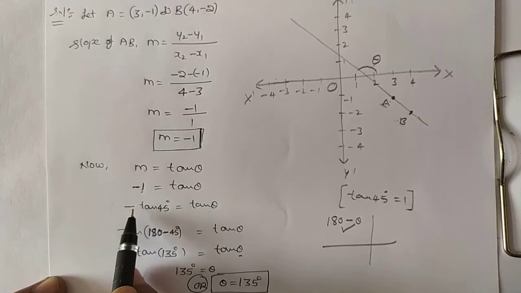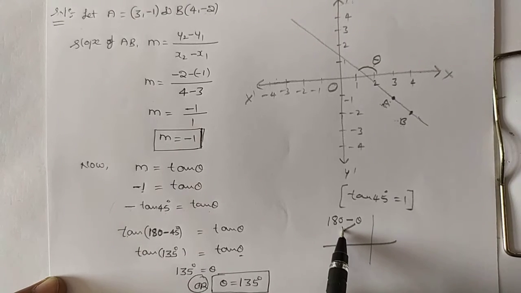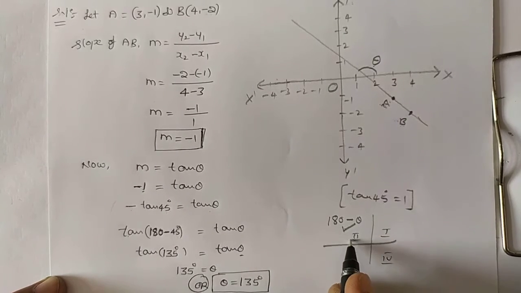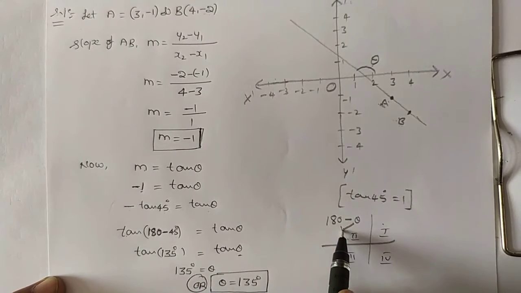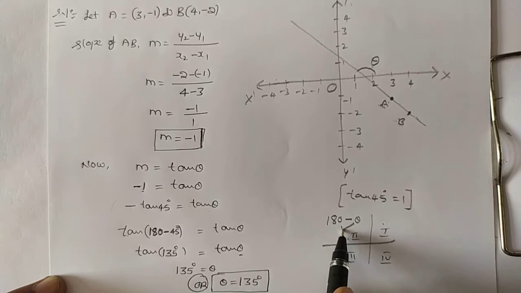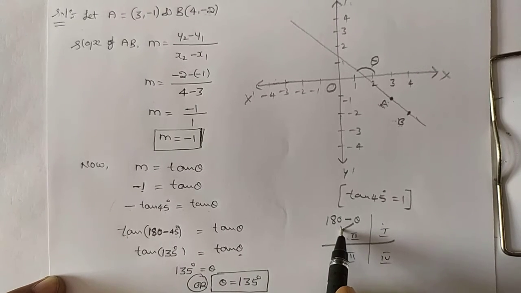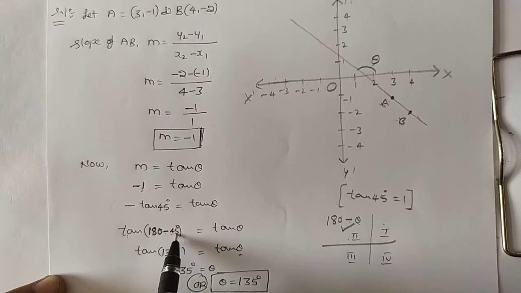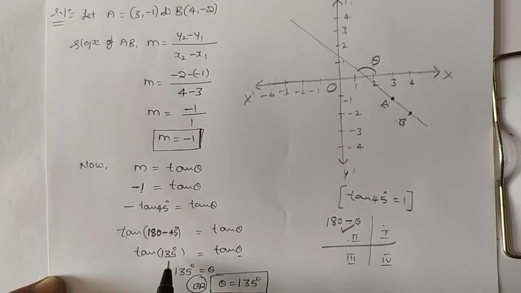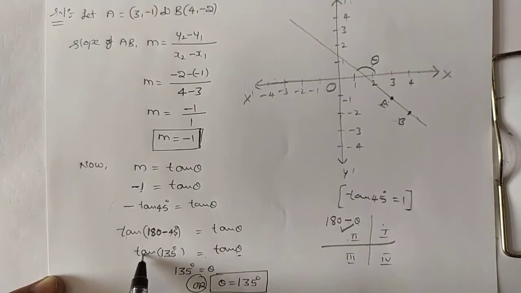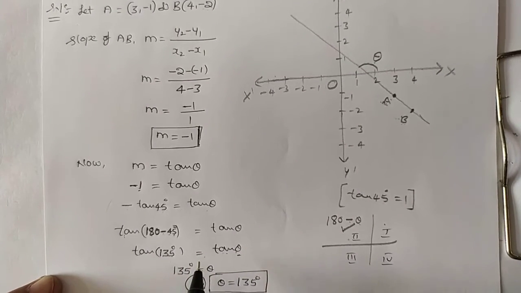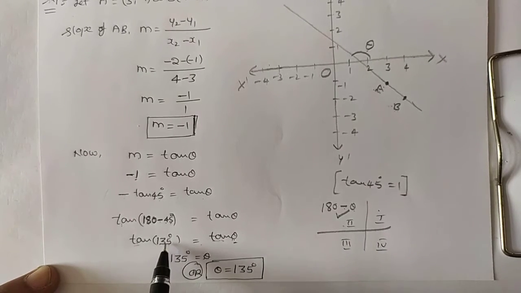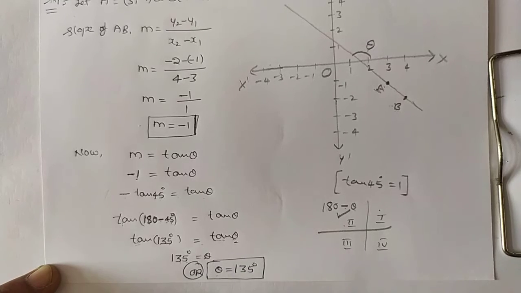Where is tan negative? In the second quadrant it is negative. It is first, second, third and fourth. In the first quadrant all are positive, in the second quadrant tan is negative, so in the second quadrant we take 180 minus theta, and in place of theta we put 45 degrees. So tan of 180 minus 45, that is 135 degrees, equals tan theta. Tan is on the left and right hand side, so I am just neglecting this tan. Theta equals 135 degrees.